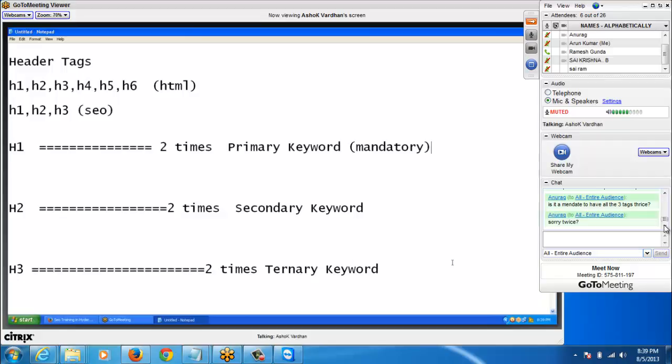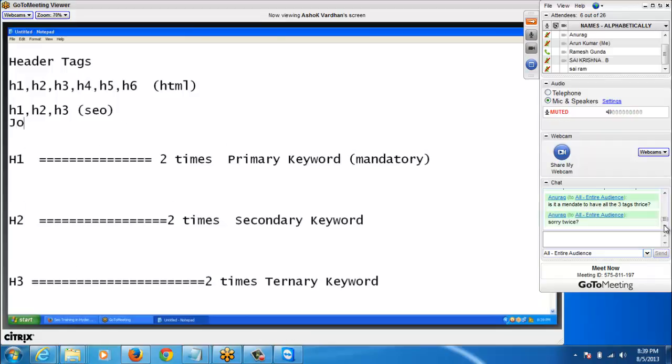Why are we using all these h1, h2, h3 tags? For example, many times when you look at title tags, some people may write jobs, jobs updates, jobs information. These are 3 keywords. Jobs, primary keyword, jobs updates, jobs information. These are my targeting keywords.